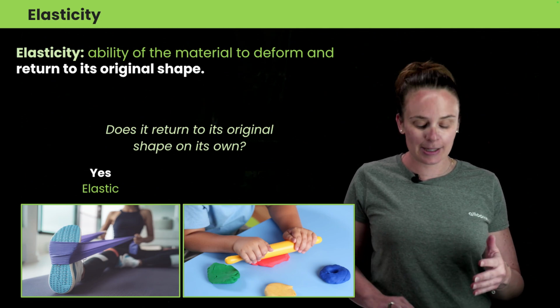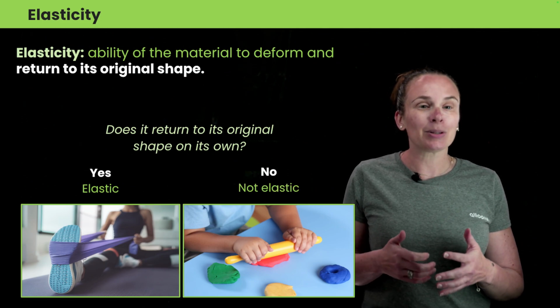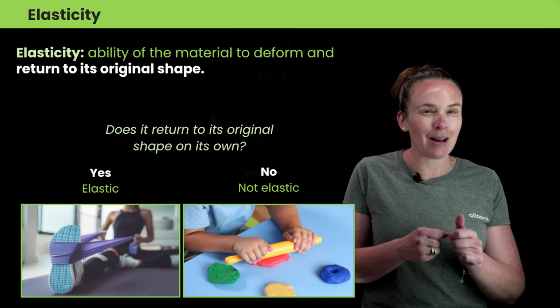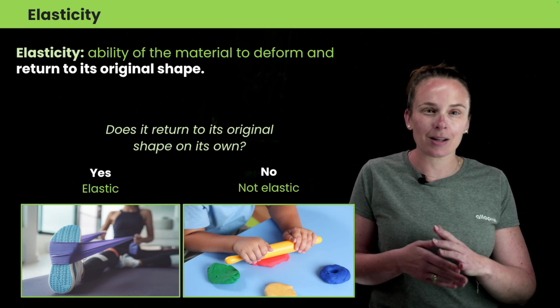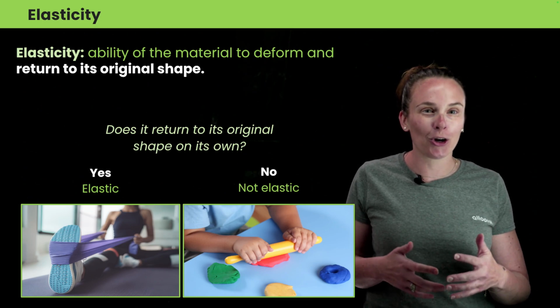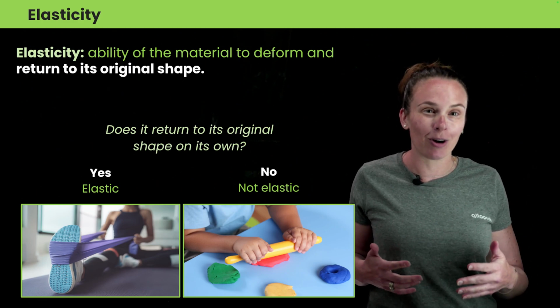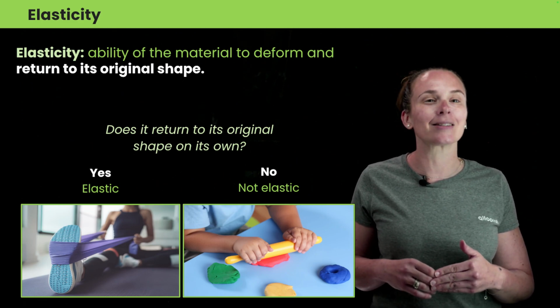However, if we take an example like Play-Doh, it is easy to move and to maneuver and to compress and to stretch, but it will not return to its original shape on its own. Therefore, it is not considered to be elastic.